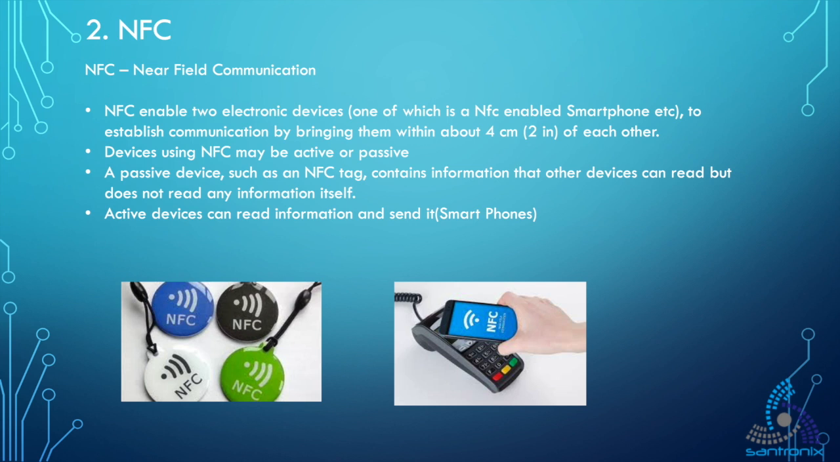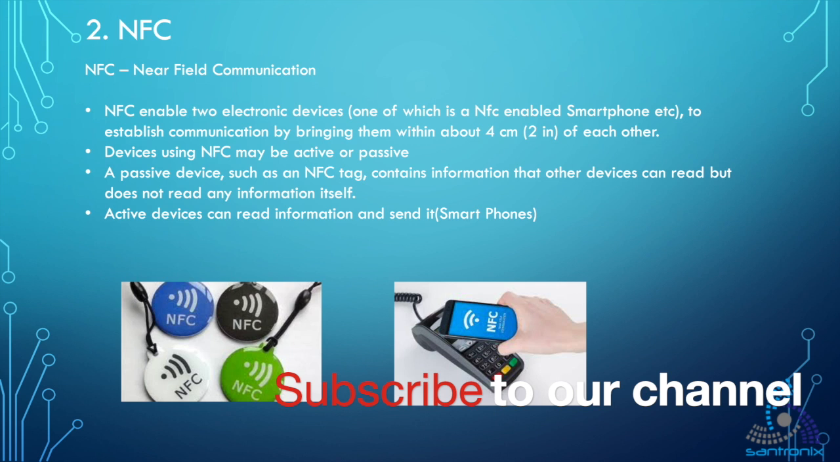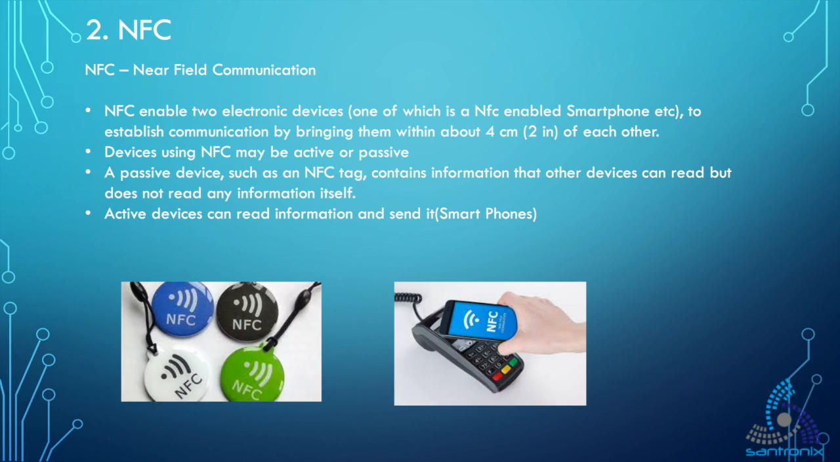Then next comes near field communication. Near field communication is basically an assistive technology. What NFC does is that it enables two electronic devices, one of which is NFC enabled, for example a smartphone, to establish communication by bringing them into close proximity. You would see that a lot of smartphones are NFC enabled. One of the best cases I am explaining is that there are NFC speakers around.